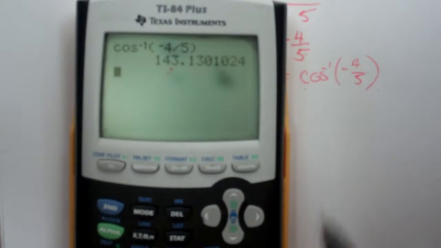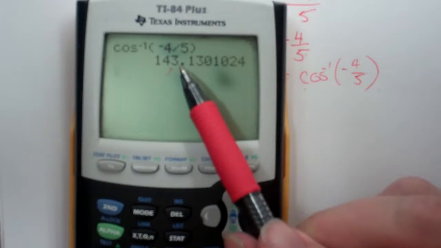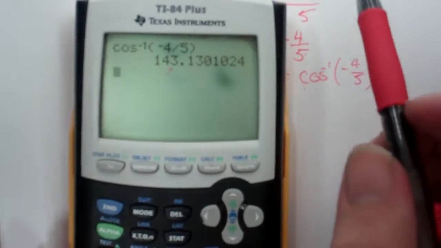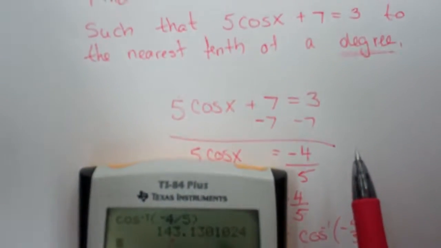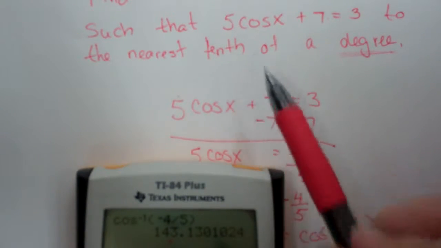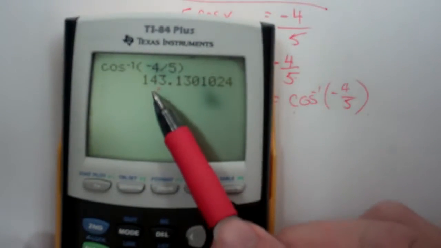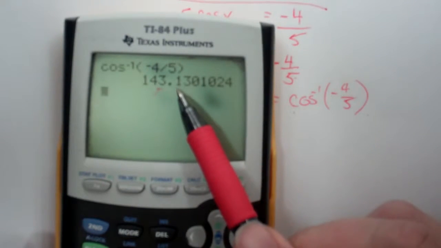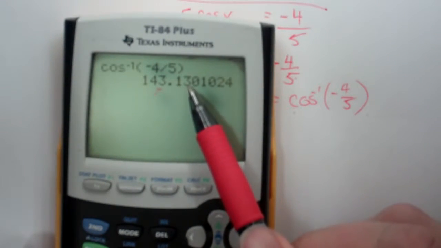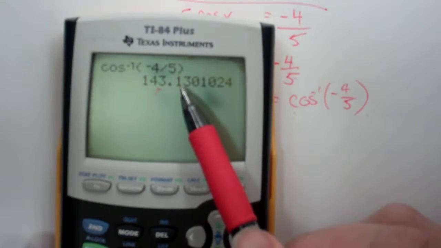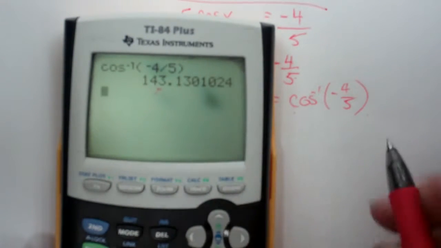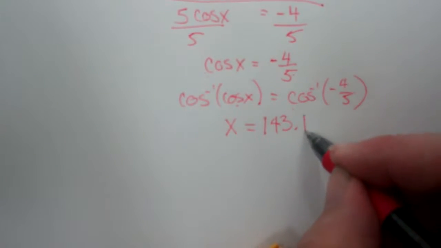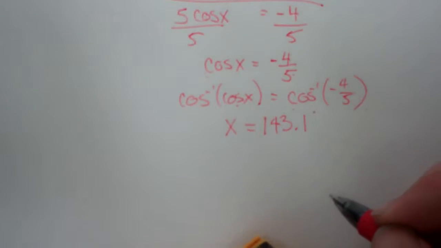And we press enter, and it says that it's 143.1301024. This wants us to give the answers to the nearest tenth of a degree, and so 143.13 rounded to the nearest tenth. We look at that 3, which is less than 5, and so we will not bump up the 1, we'll leave it as a 1, and so we end up with x is 143.1 degrees to the nearest tenth.